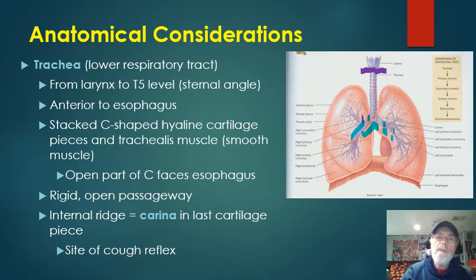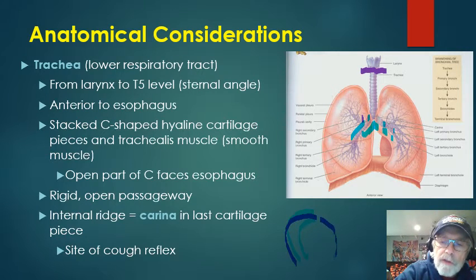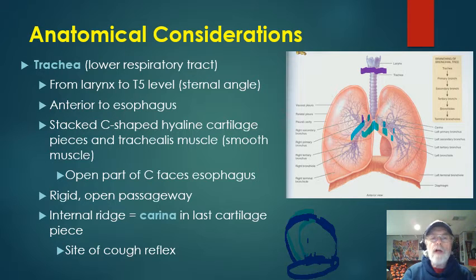Okay, so that open part of the C, what happens is that these cartilages... Let me just draw another picture here. The cartilage goes around this way, and it's open in the back. So this would be the esophagus back here. This would be the trachea, and the cartilage only goes part way around. So this way right here has no cartilage. Okay, and we talked about the carina in the area.